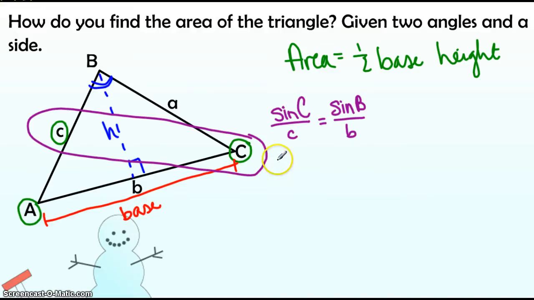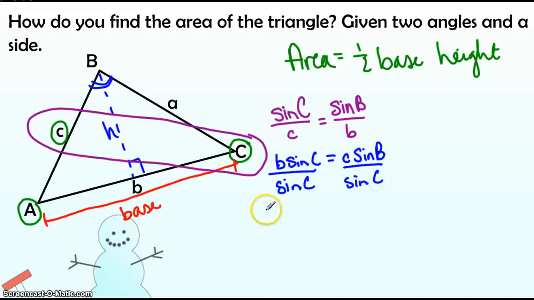If we're given two angles, subtract those from 180 and we can find angle B. So let's take the cross product and solve for B. So B times the sine of angle C equals C times the sine of angle B. Divide by the sine of C. And our base, side B, equals side C times the sine of angle B over the sine of angle C. And the last thing we have to do is find our height.